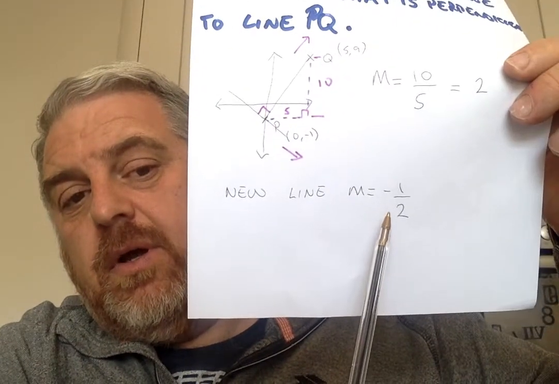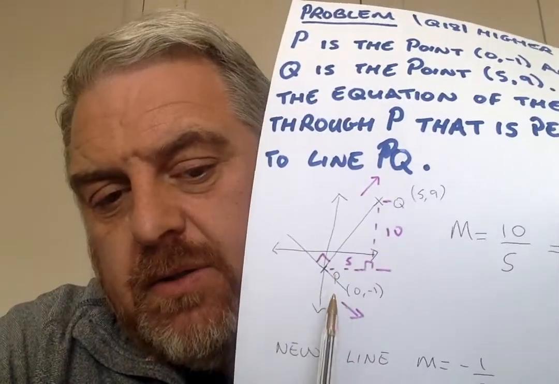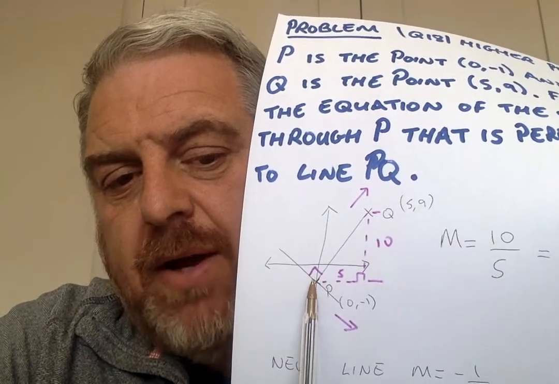Now, if you have a line that intersects at perpendicular, the gradient is -1 over the gradient. So for my new line, my gradient is -1/2. That's -1 over 2. And my intercept is -1 because it cuts the y-axis at (0, -1). And so my new equation is y equals -x/2 - 1.